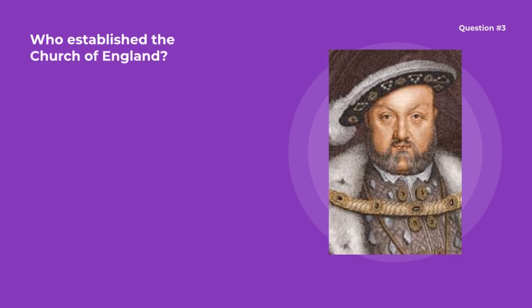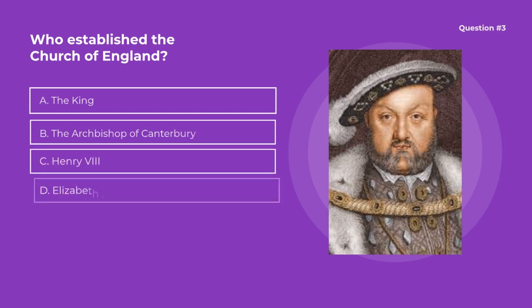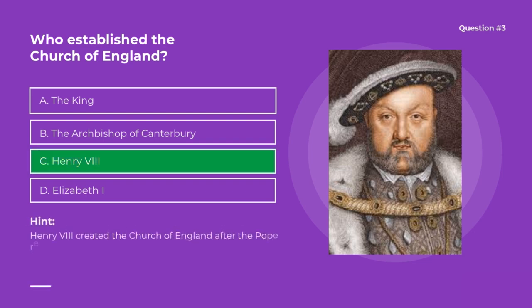Question number 3. Who established the Church of England? Options are A. The King, B. The Archbishop of Canterbury, C. Henry VIII, D. Elizabeth. The correct option is C. Henry VIII. Henry VIII created the Church of England after the Pope refused to approve his divorce.